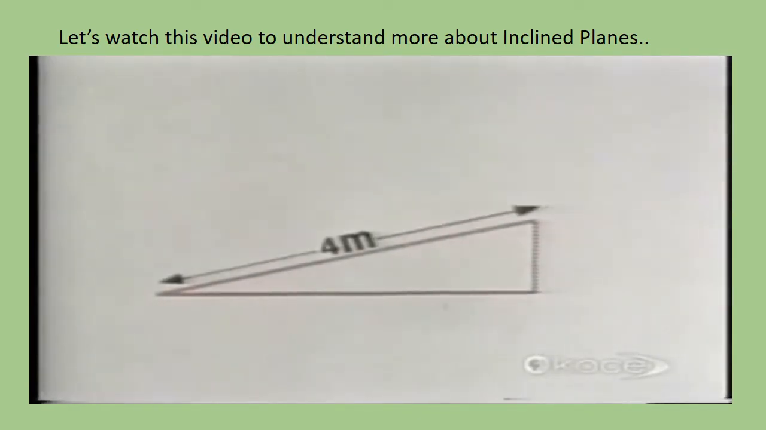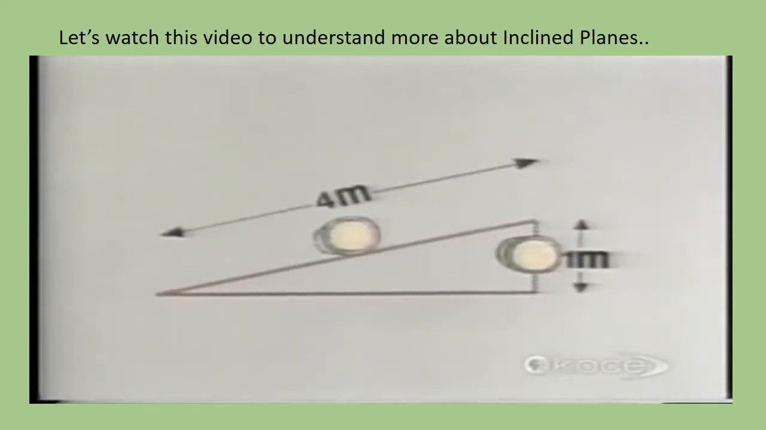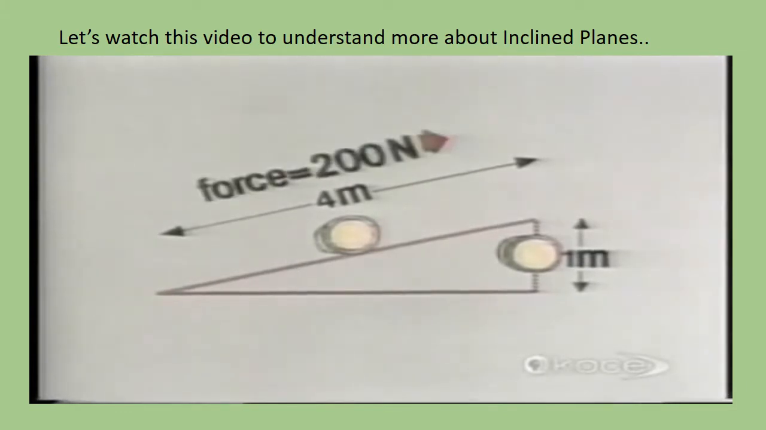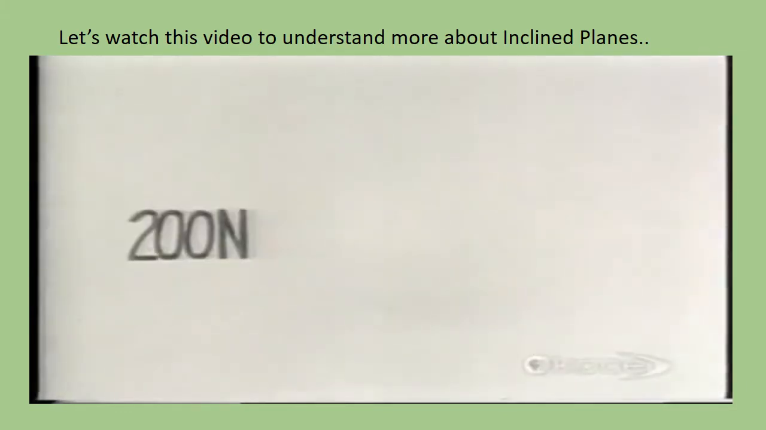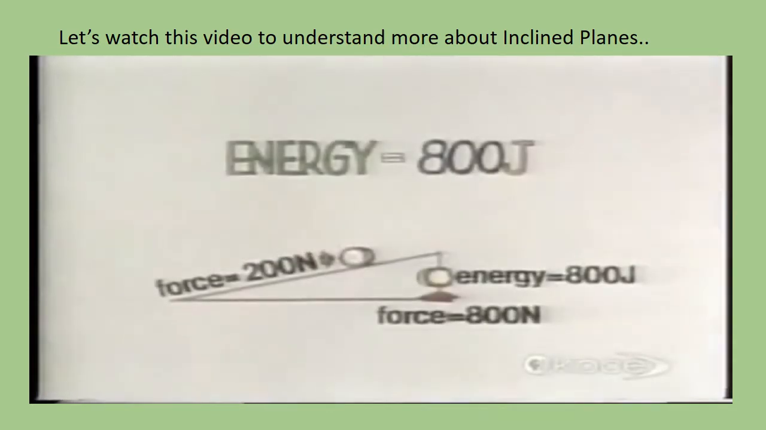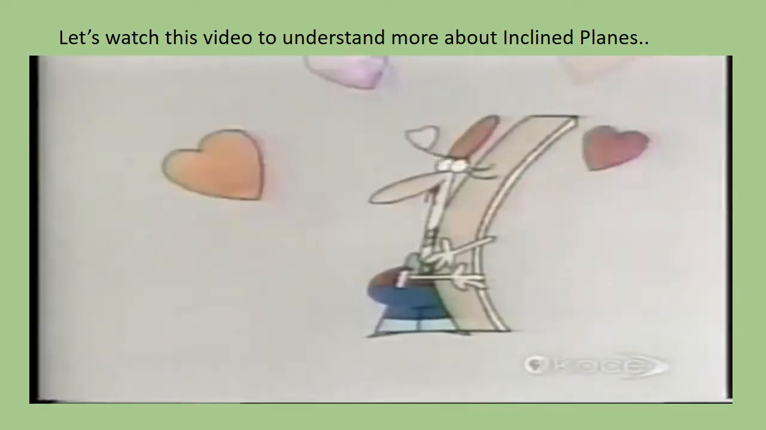The plank is 4 meters long. Instead of moving the barrel 1 meter by lifting it straight up, you're moving it 4 meters by pushing it along the plank. You only need to push it with about a quarter as much force, with only about 200 newtons instead of 800 newtons. But since moving 200 newtons through 4 meters is the same as moving 800 newtons through 1 meter, it will still take roughly the same amount of energy to move the barrel by either method. That's why we can call the plank a machine.